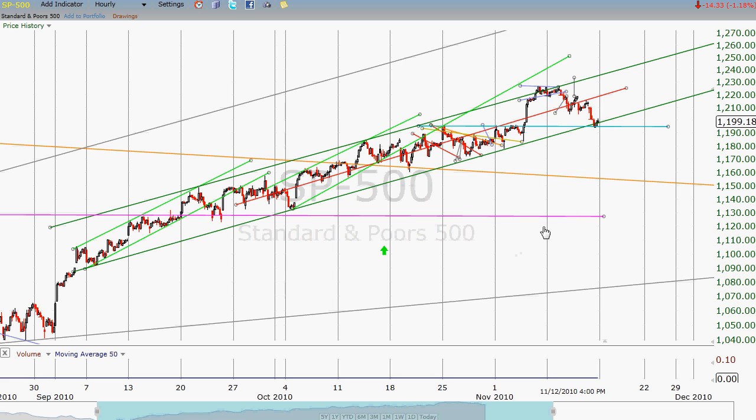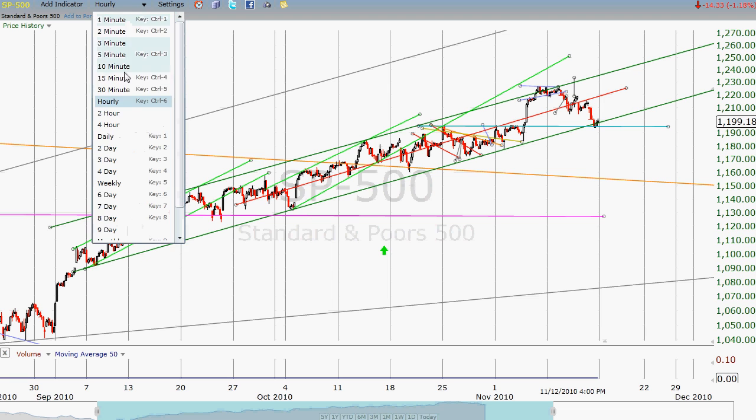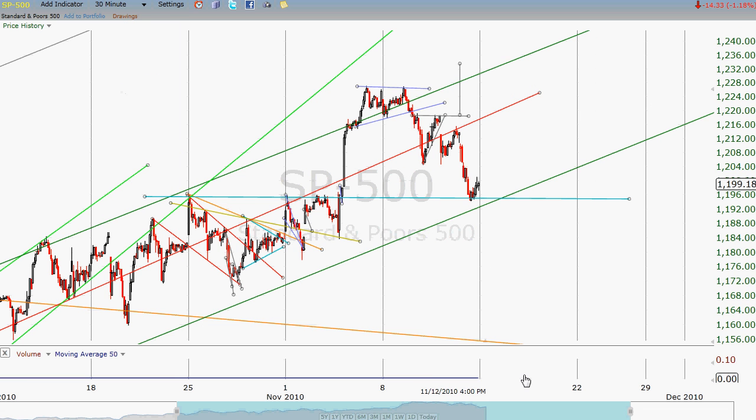So right now, I'm playing it a little safe. I'm going to watch this, and I want to show you another thing. Look at this line right here that I've highlighted. Let's go into a 30-minute view.